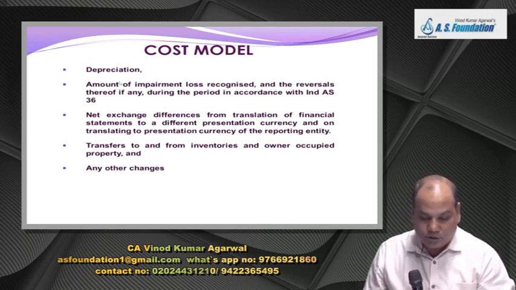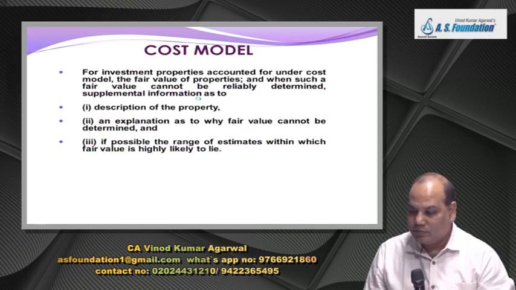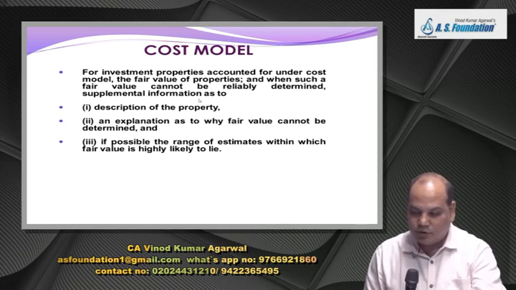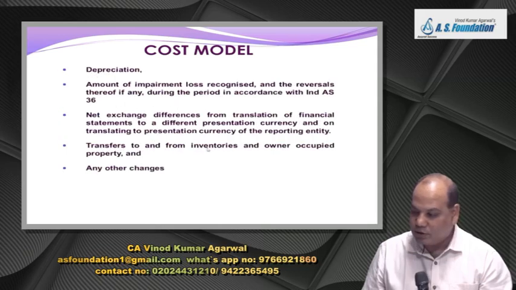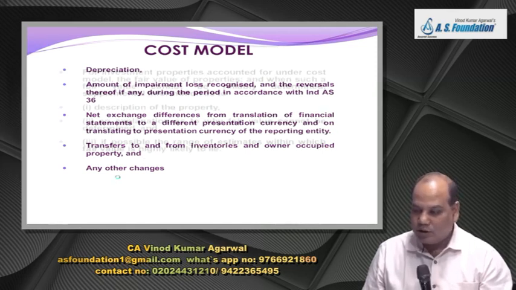The next is depreciation. Amount of impairment loss recognized and the reversal thereof if any during the period. Then net exchange difference in your notes. Net exchange difference from translation of financial statement to a different presentation currency and on translating to presentation currency of the reporting entity. Then there can be some transfer to and from inventory and owner occupied property. That will also come under disclosure, and any other changes.